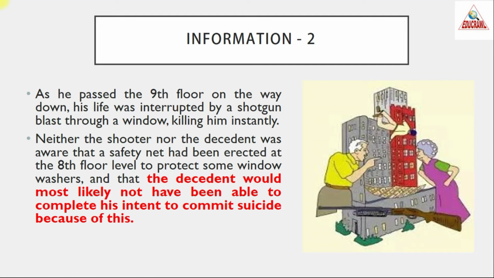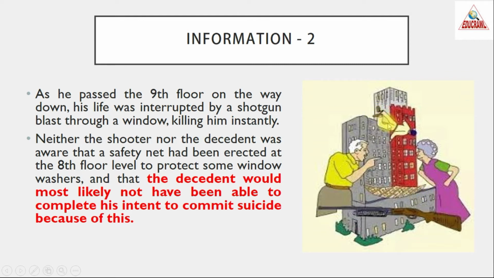As Ronald Opus passed the 9th floor on the way down, his life was interrupted by a shotgun blast through a window, killing him instantly. Neither the shooter nor the decedent was aware that a safety net had been erected at the 8th floor level to protect some window washers. You can see here, there is a net here.